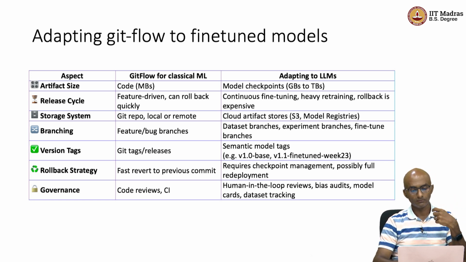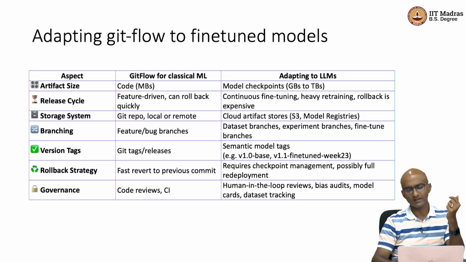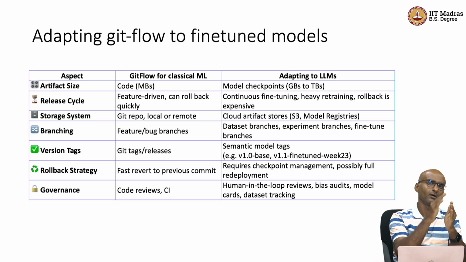Rollback strategy. You can easily do a rollback by just going back to a specific branch. GitFlow allows that. Rather, I should say, a release has a specific branch, so you can go back to a particular release by checking out that branch and promoting that to deployment. Here you've got to do a bit of the checkpoint management yourself. Sometimes you might have to do a full redeployment, which is still okay because you can still use GitFlow for different experiments or different dataset-based fine-tuned model changes, and then use the full redeployment of that particular branch.